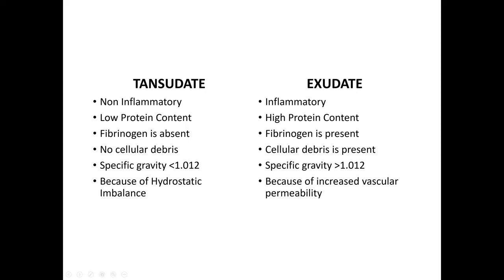Transudate: non-inflammatory, low protein content, fibrinogen is absent, no cellular debris, specific gravity less than 1012, and the cause is imbalance between the hydrostatic and colloid osmotic pressure. Exudate: it is inflammatory in nature, it has high protein content, fibrinogen is present, cellular debris is present, specific gravity is more than 1012, and this is because of increased vascular permeability.